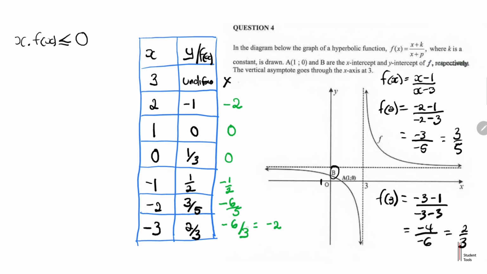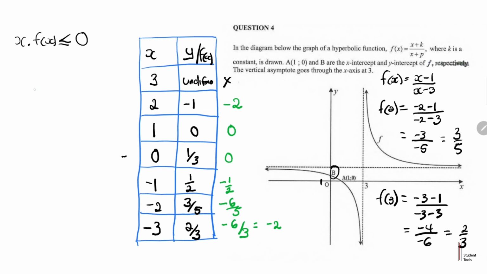So already we're seeing this trend here. We're looking for the values of x whereby x multiplied by f of x is less than or equal to 0. So from here, we're getting results which are less than 0. So what will be our first answer? You must note that when x is equal to 0, we're getting an answer of 0, and then going downwards on the negative side of x, we're getting results which are less than 0.